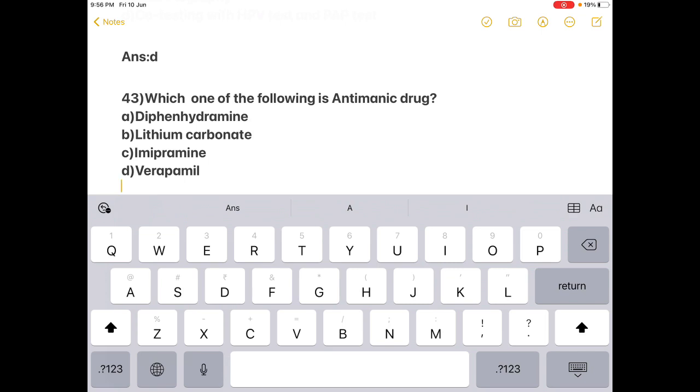Next question, which of the following is an anti-manic drug? Option A, diphenhydramine. Option B, lithium carbonate. Option C, imipramine. Option D, verapamil. The correct answer here is B, lithium carbonate. This is also a very simple question. They use it as the normal lithium level, the therapeutic level of lithium.